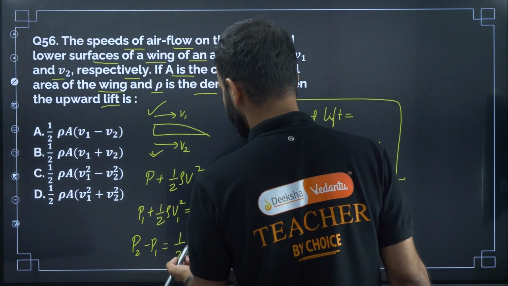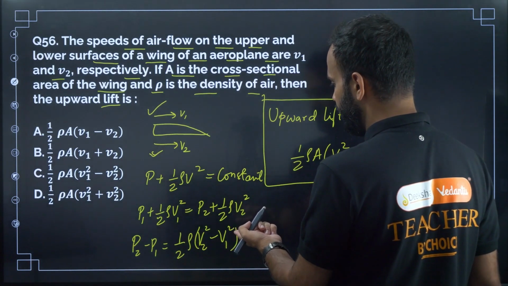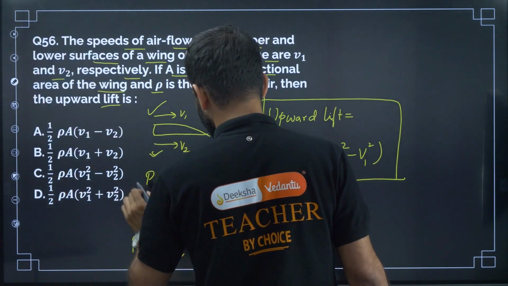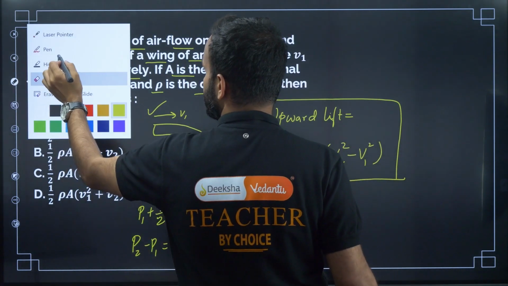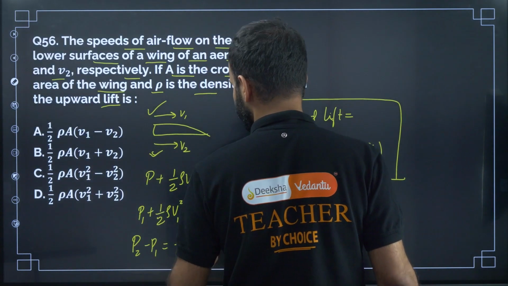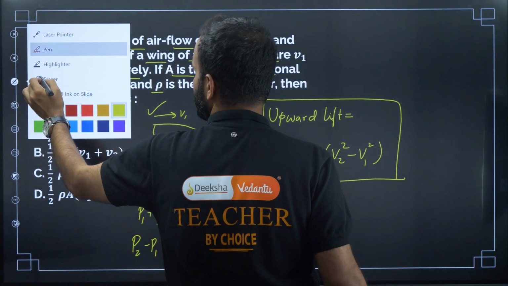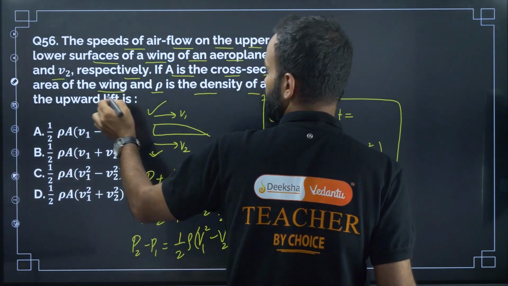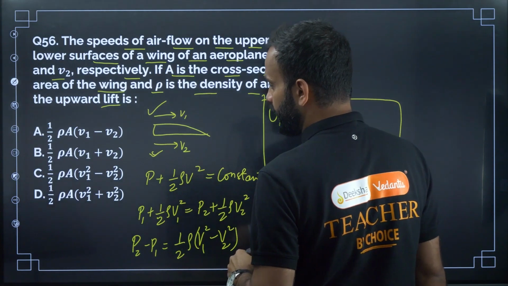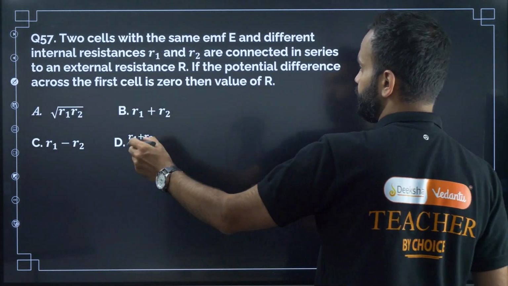Okay, if I take P2 minus P1, so this will be half rho A, and this has to be V1 square minus V2 square. Sorry, here this will be V1 squared minus V2 squared. So the correct option is C. Understood? Next one, question number 57.